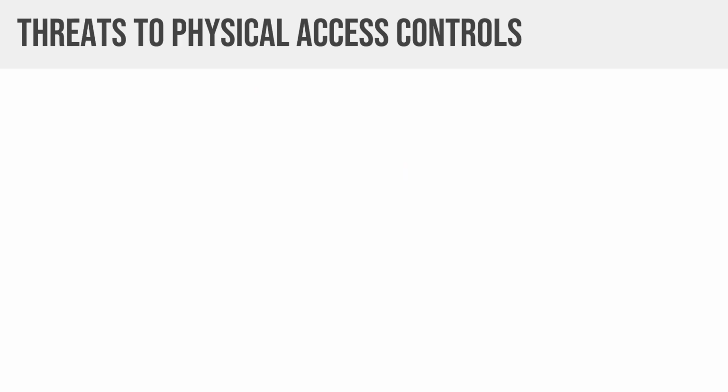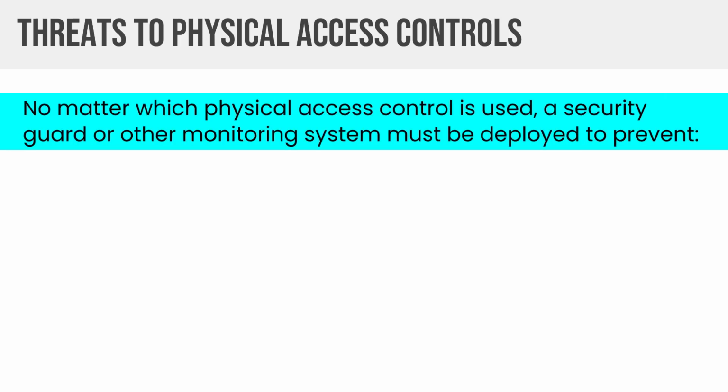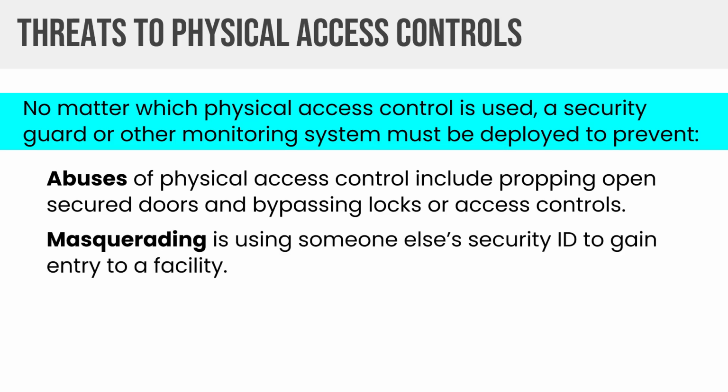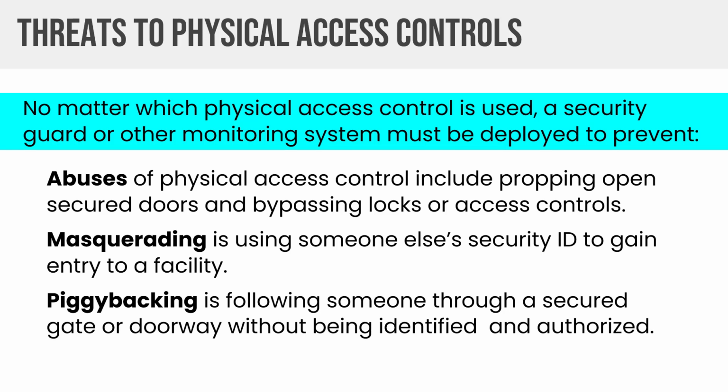Threats to physical access control. So no matter which physical control is used, a security guard or other monitoring system must be deployed to prevent abuses of physical access control, including propping open secured doors and bypassing locks or access controls, or masquerading, which is using someone else's security ID to gain entry to a facility. Piggybacking, which is following someone through a secured gate or doorway without being identified and authorized.